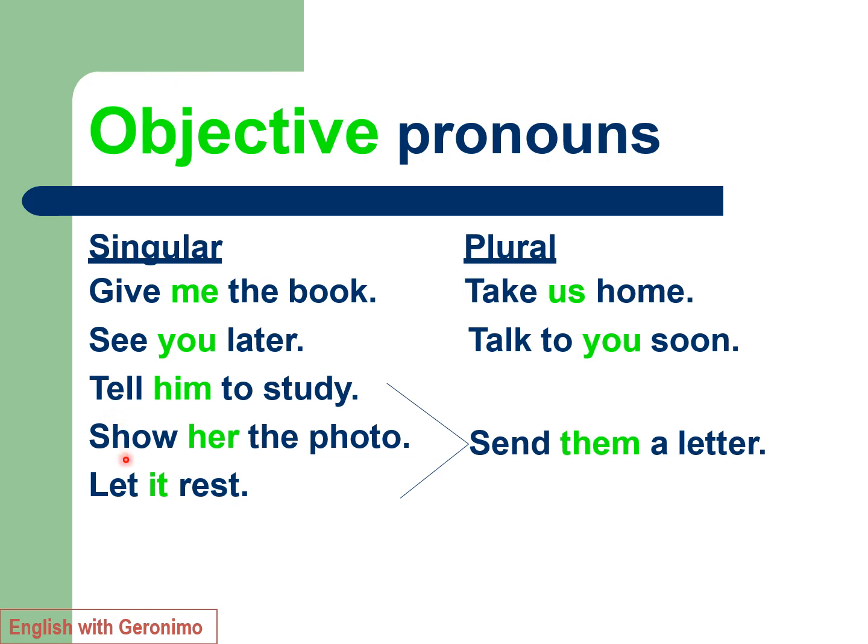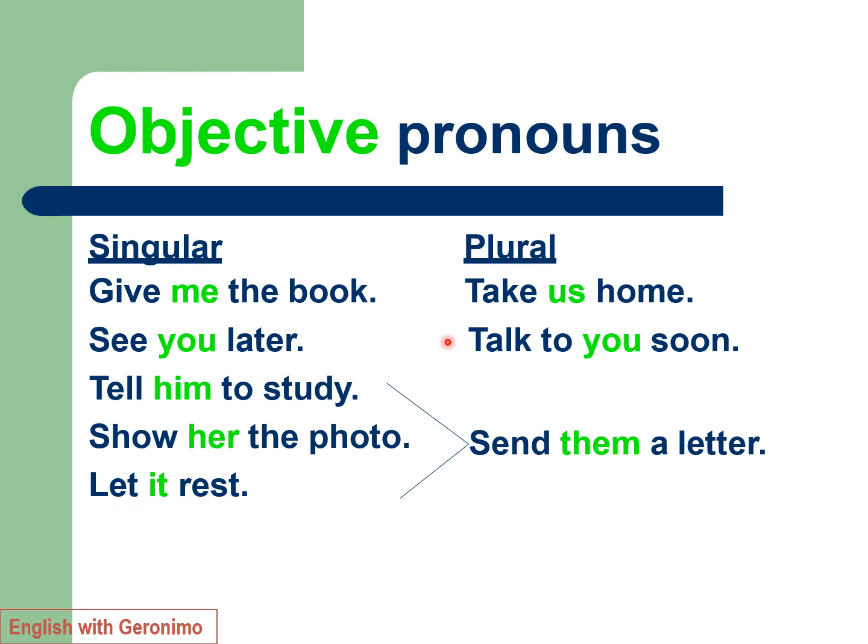Number 4, show her the photo. Her is our objective pronoun and the receiver of the action show. Last sentence, let it rest. It here is our objective pronoun, which is the receiver of the action let.